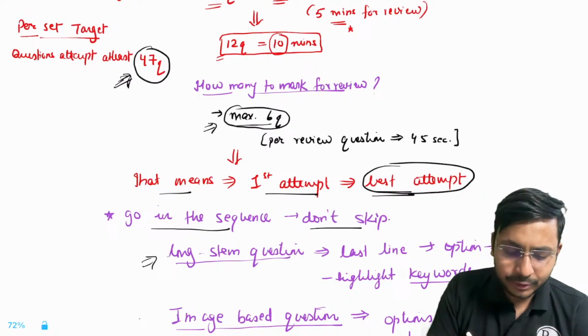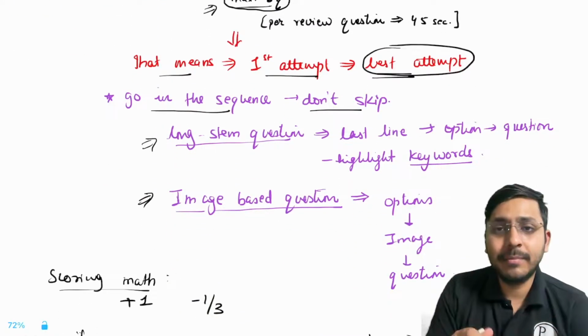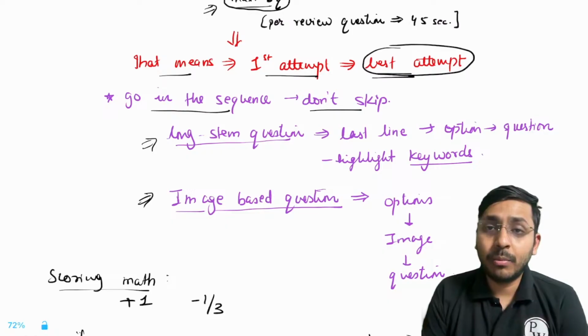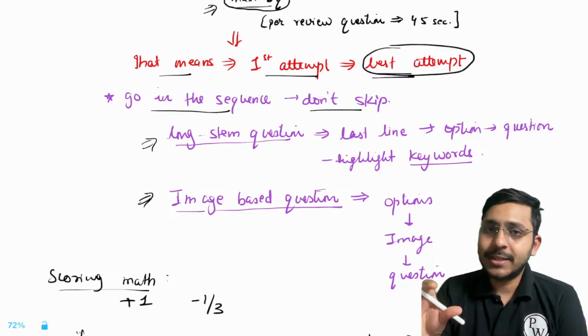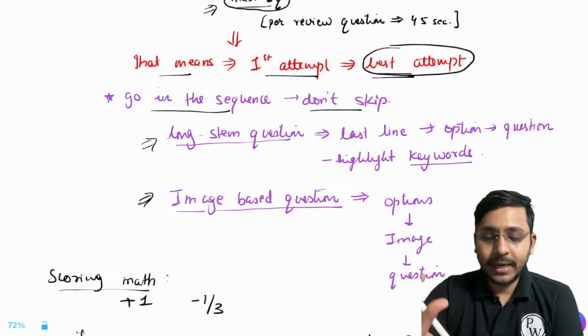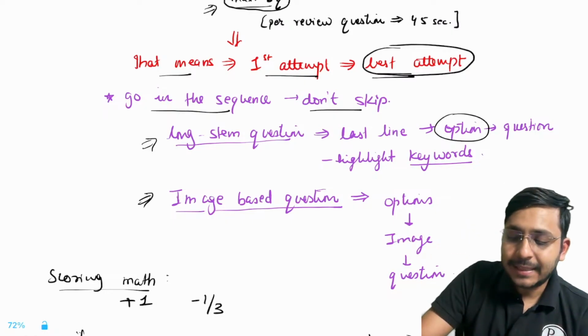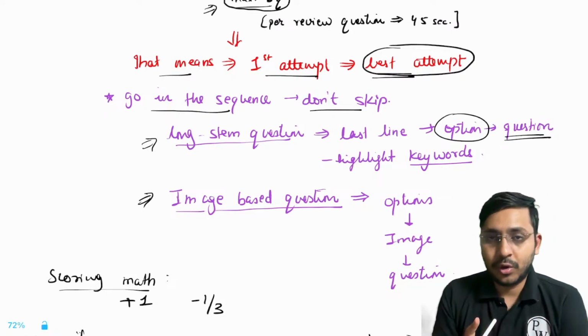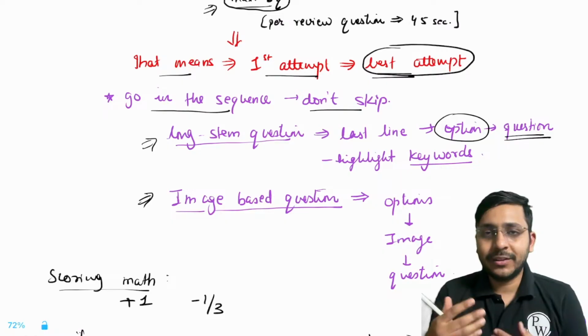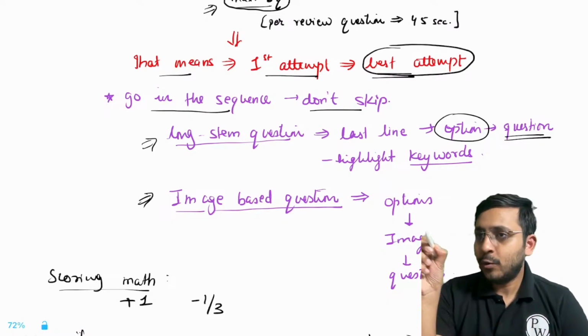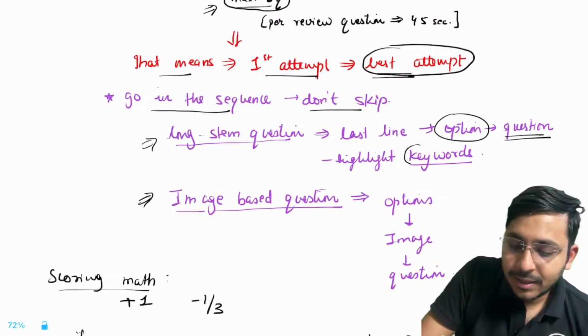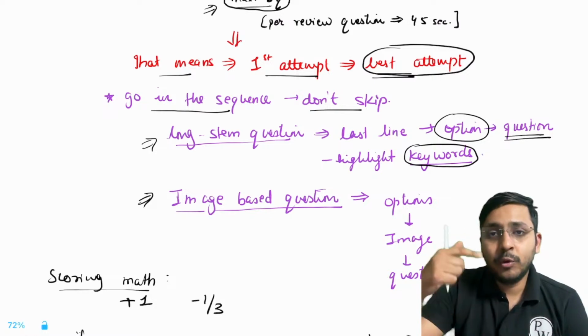And in this sequence, you will come across some long stem questions, some image based questions. So, how to go about them? For a long stem question, first read the last line of that question, then see the options, and then see the rest of the question overall. So you'll get to see, okay, what is being asked. And accordingly, you can highlight the buzzwords in the long stem when you review that question.